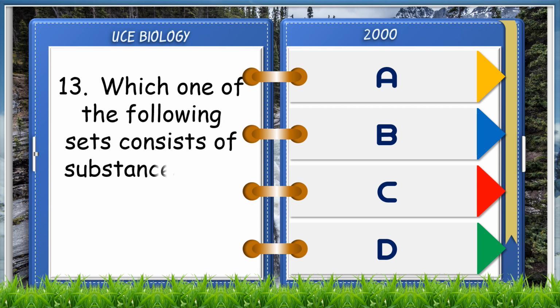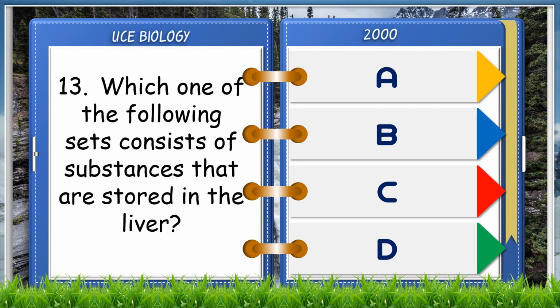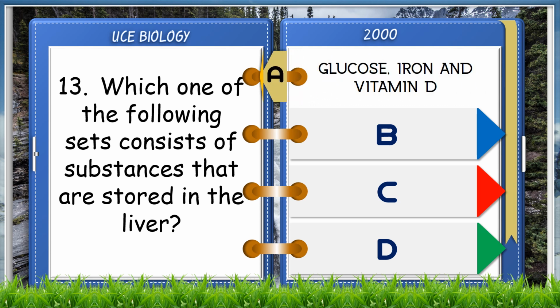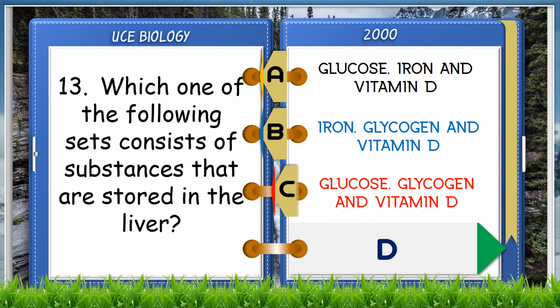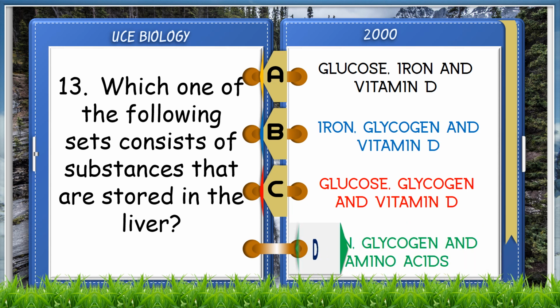Which one of the following sets consists of substances that are stored in the liver? A. Glucose, iron, and vitamin D. B. Iron, glycogen, and vitamin D. C. Glucose, glycogen, and vitamin D. D. Iron, glycogen, and amino acids. The answer is B. Iron, glycogen, and vitamin D.